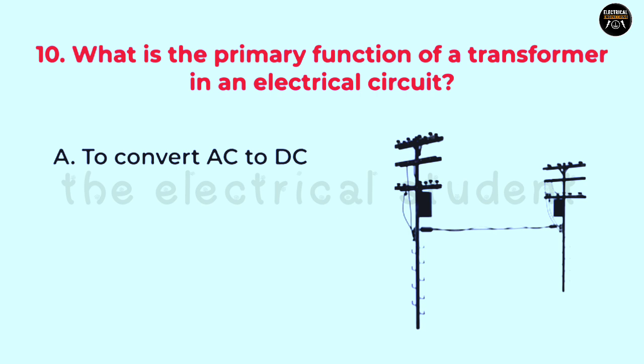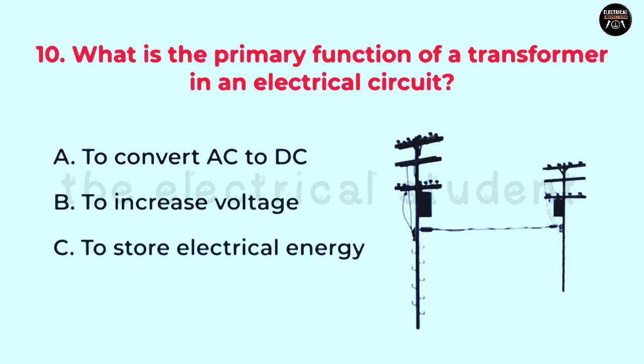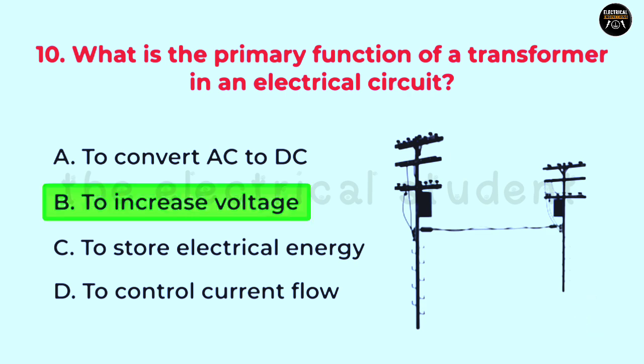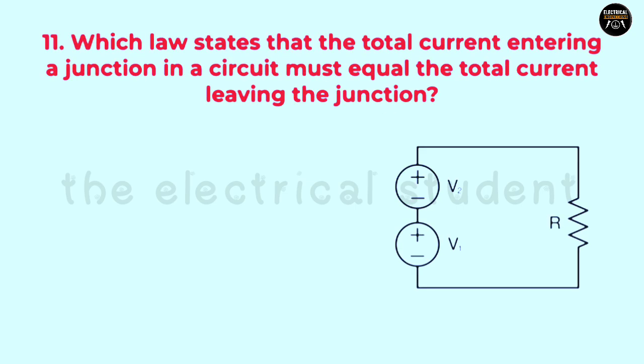What is the primary function of a transformer in an electrical circuit? A. To convert AC to DC. B. To increase voltage. C. To store electrical energy. D. To control current flow. The correct answer is option B. To increase voltage.